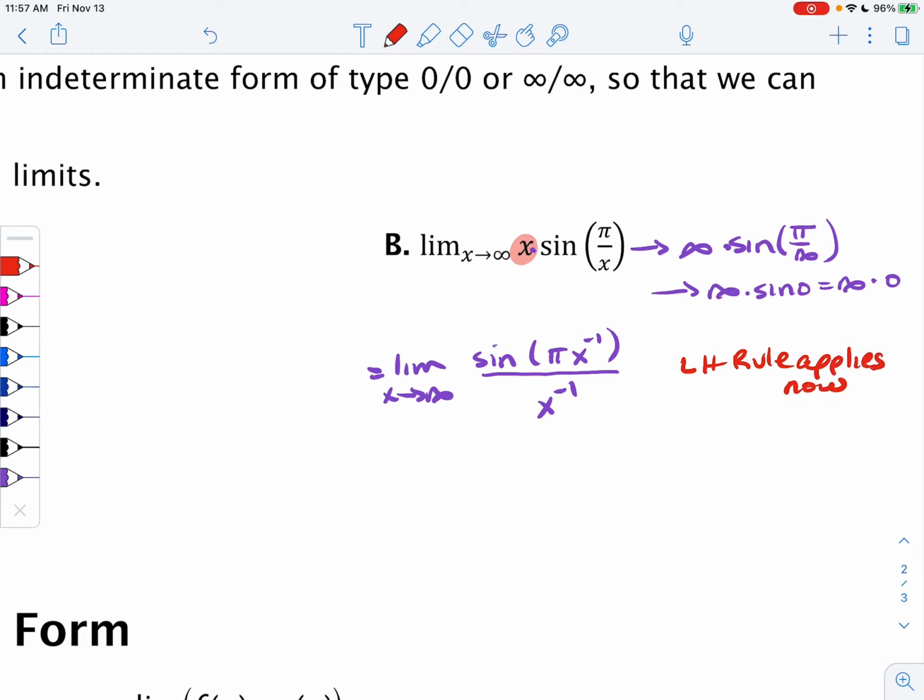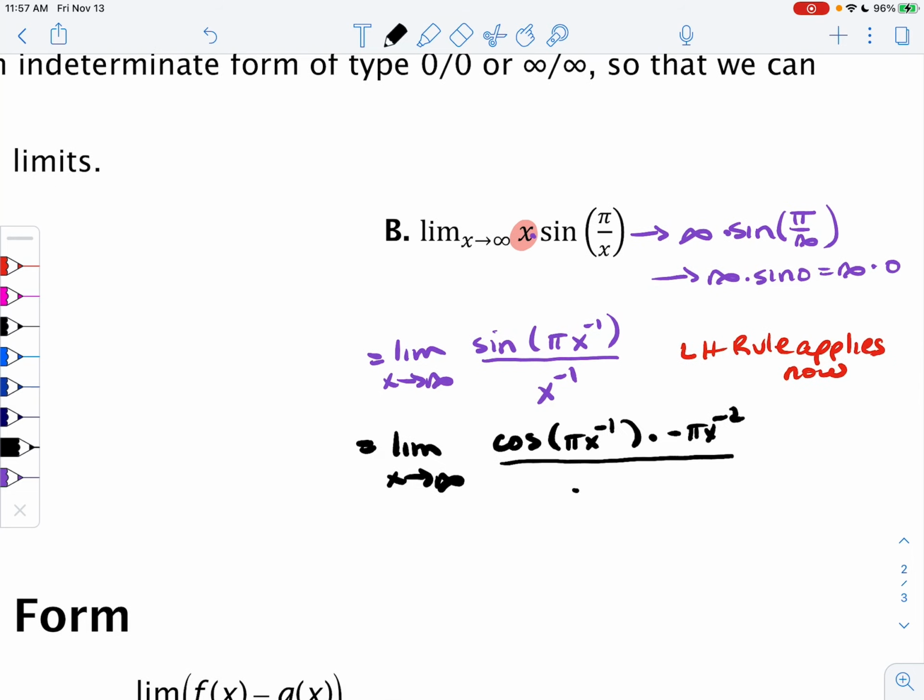And so here I go, taking the derivative of the numerator, and the derivative of the numerator involves the chain rule, and we have cosine evaluated at pi times x to the minus 1, but then times the derivative of the inside, which ends up being minus pi times x to the minus 2. And I'm going to take the derivative of the denominator, and the derivative of the denominator is minus x to the minus 2. That was me taking L'Hopital's rule.